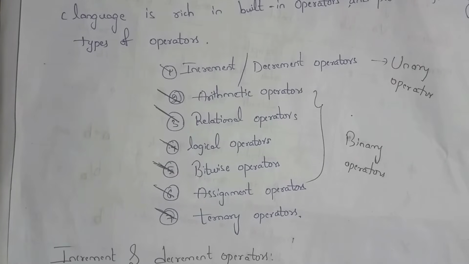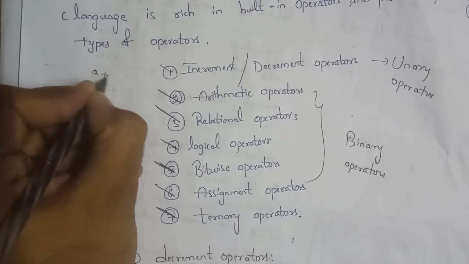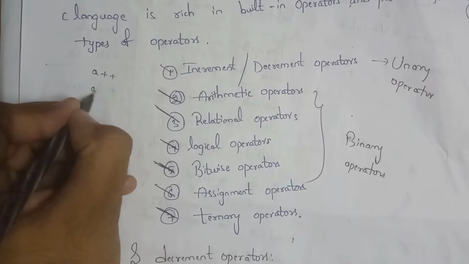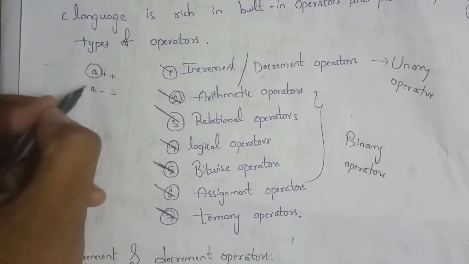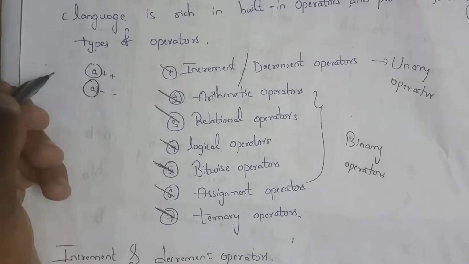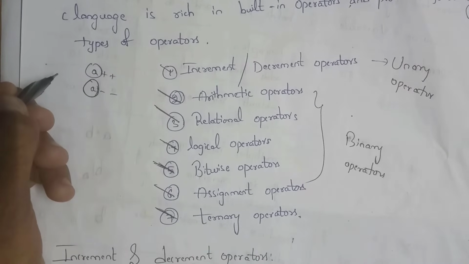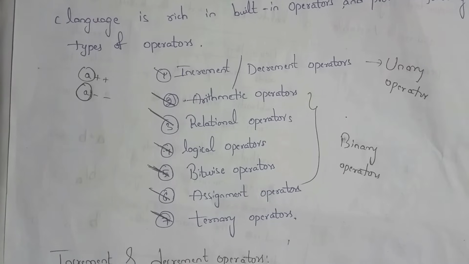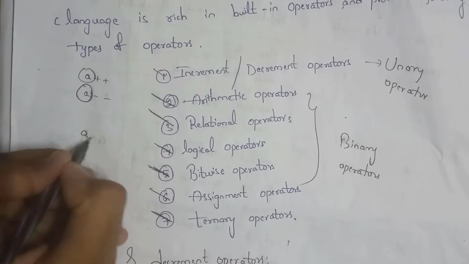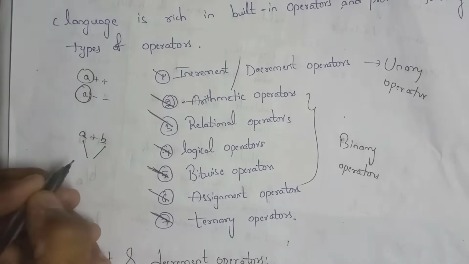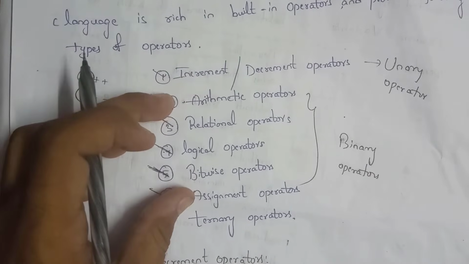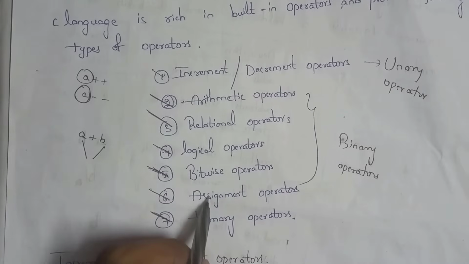For increment and decrement operators, we use only one operand. For example, a++ or a--. Here we use only one operand, so we call the increment and decrement operators unary operators. For arithmetic, relational, logical, bitwise and assignment operators, we use two operands. For example, a + b, where a and b are two operands. So we call these binary operators, where bi means 2.